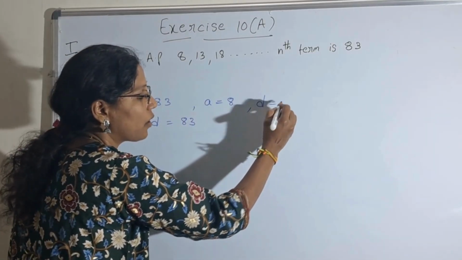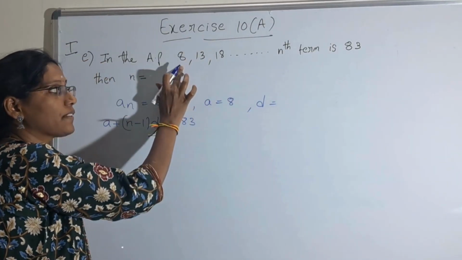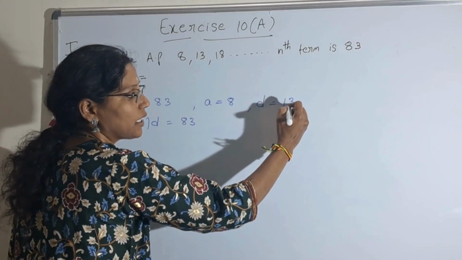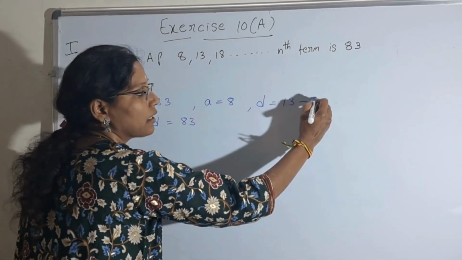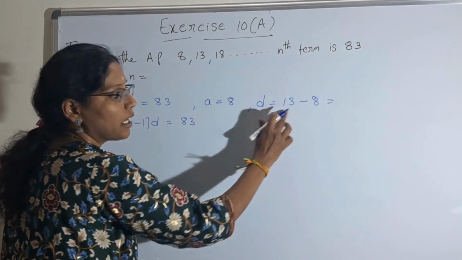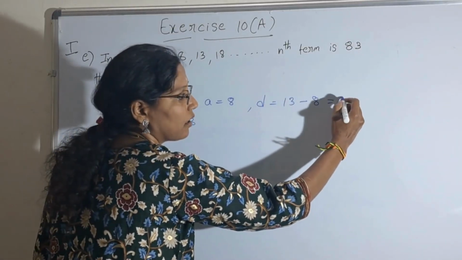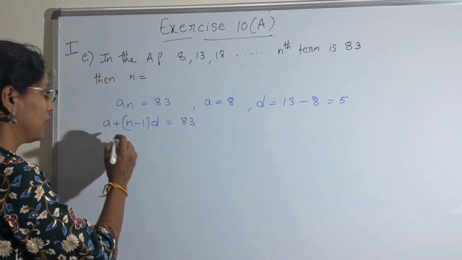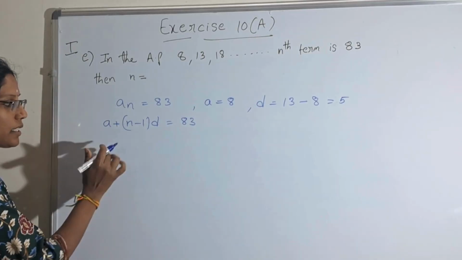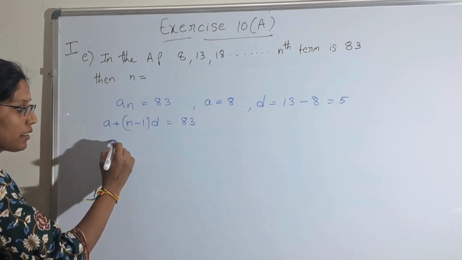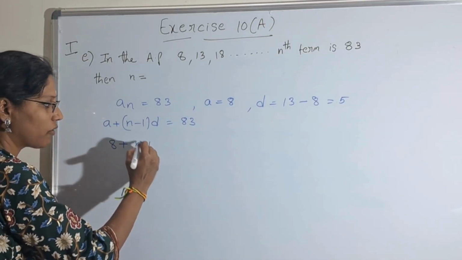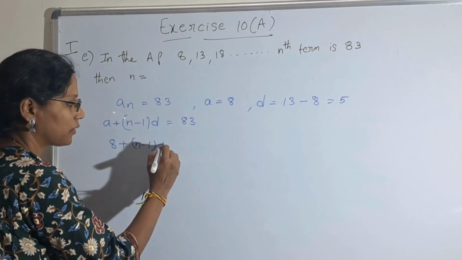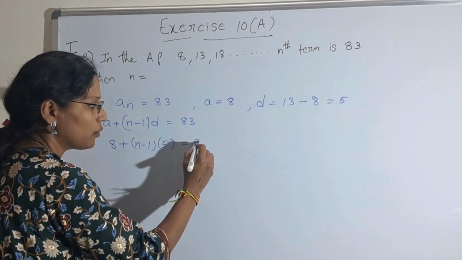Next, how to write the common difference? Second term minus first term. What is the second term? 13 is the second term, minus the first term. Here 13 minus 8, 5 it will come. Substitute the A value and D value in this formula: 8 plus n minus 1 into 5 is equal to 83.